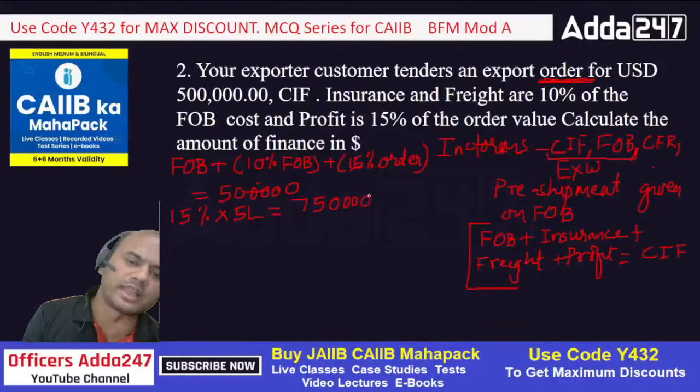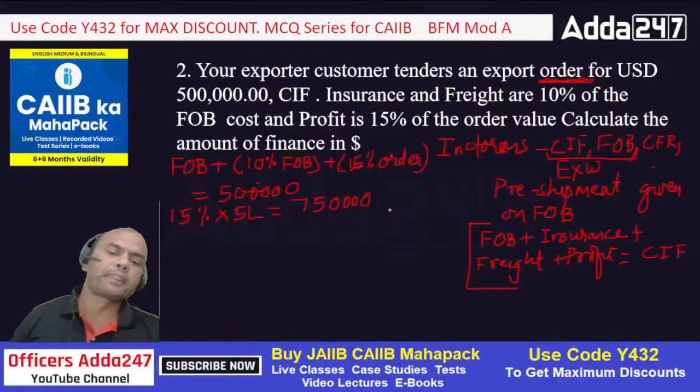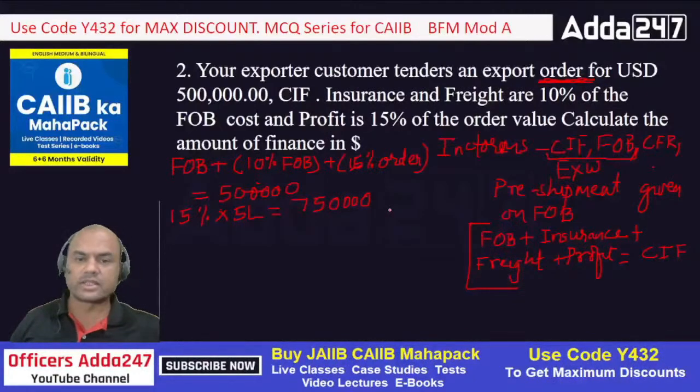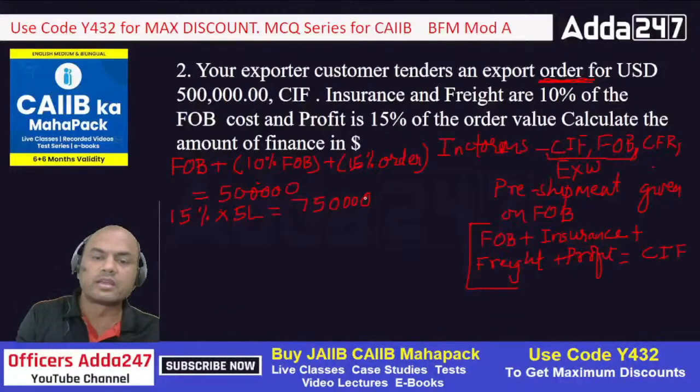Is it 7,50,000 or 75,000? What is the answer you are getting? 5 lakh into 15%. What is my profit amount over here? Correct, it is 75,000. So profit is 75,000.